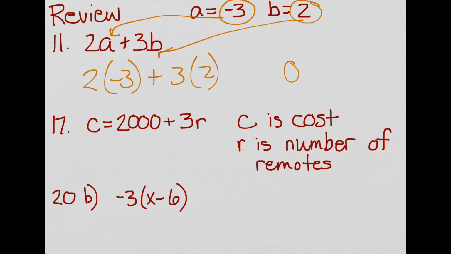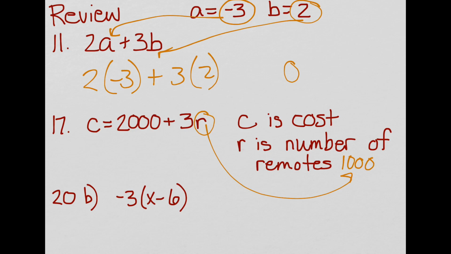Okay, so then number 17 is just a story problem like that. Here I give you an equation. I tell you C is the cost and R is the number of remotes. And the question says, what is the cost? I don't know. I'm trying to find that. So guess what? I'm not going to plug in anything for C. But I do want to find out the cost of producing 1,000 remote controls. Well, R is the number of remotes, which was 1,000. So you're going to replace R with 1,000. And that's all I'm going to do for you on number 17.